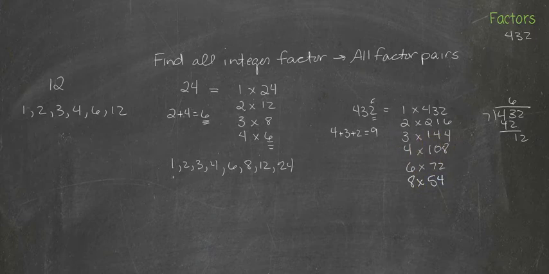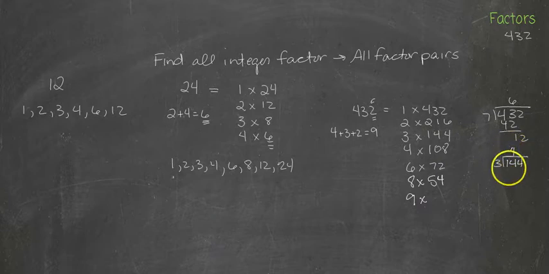9, oh, now watch this. 9 is 3 times 3. Can I divide 144 by 3? Now, I know you can, but I'm going to just show you real quick. 3 times 4 is 12, which leaves 24, 3 times 8. So that's 9 times 48.